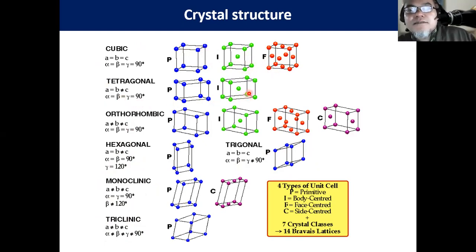Tetragonal has 2 Bravais lattices. Orthorhombic has 4, hexagonal has 1, trigonal has 1, monoclinic has 2, and triclinic has 1. So in total we have 3 plus 2, 5 plus 4, 9 plus 1, 10, 11, 12, 13, and 14. 14 Bravais lattices.